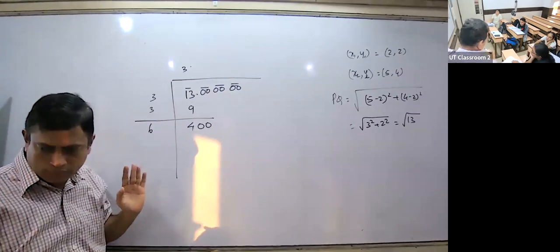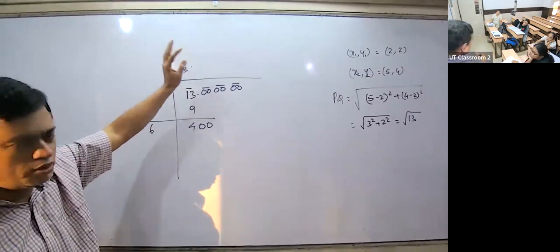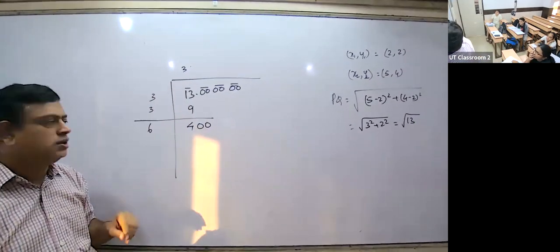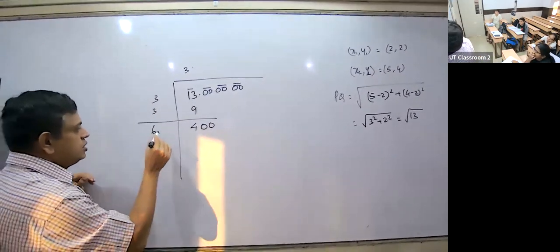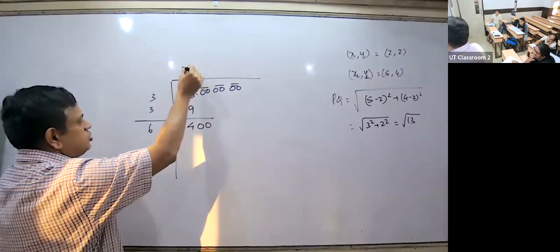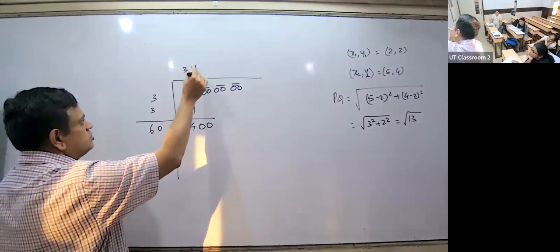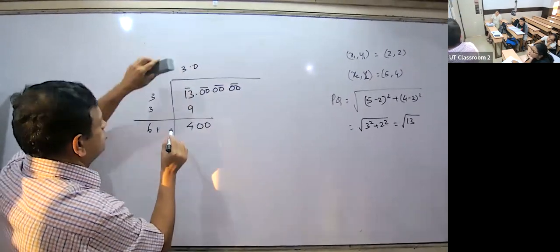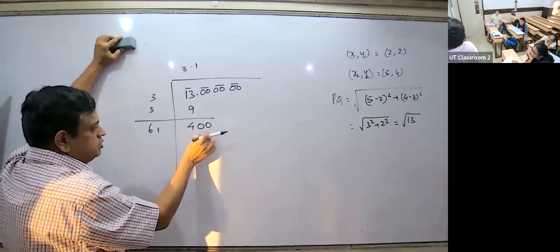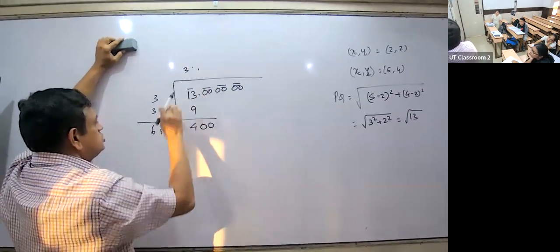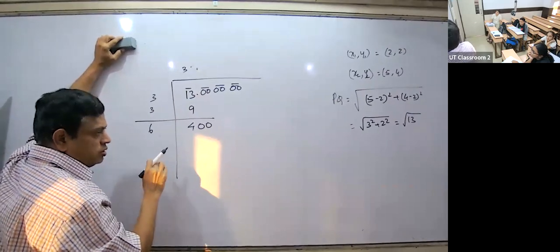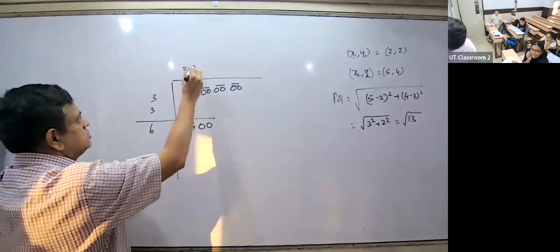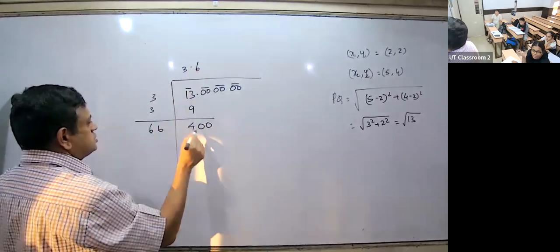Decimal is gone up, bring the next group. 3 is added with this one and got 6. Now, whatever digit you put over here, the same thing should be put over here. If I put 0 here, I put 0 here. If I put 1, what will I put over here? 1. The largest number should be: 1 into 61 is how much? 61. No. 2 into 62 is how much? 120 something. 3 into 63 is how much? 180. 6 sixes are 36.